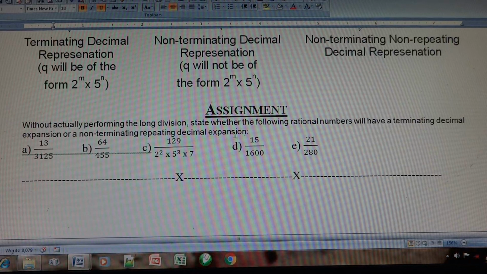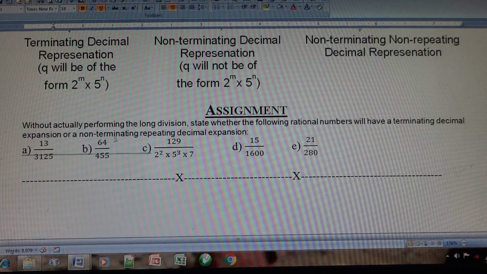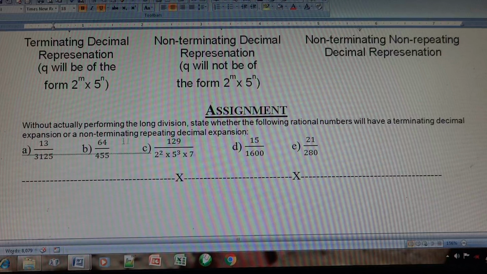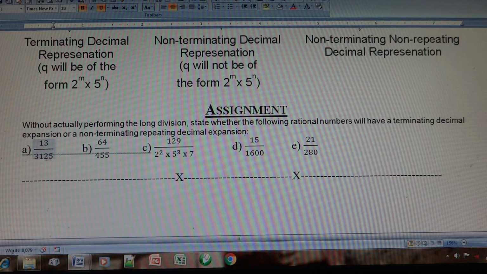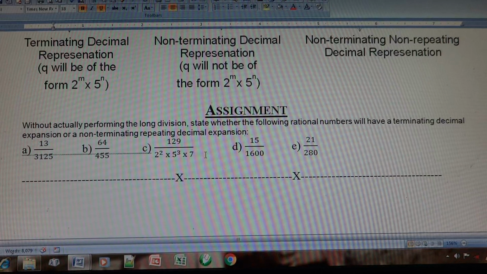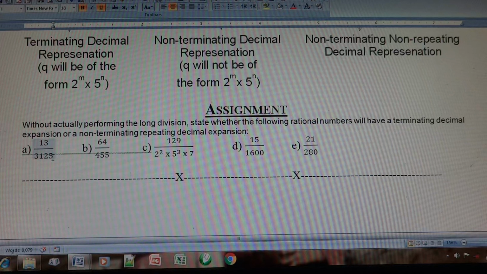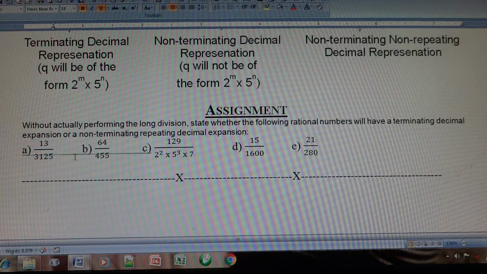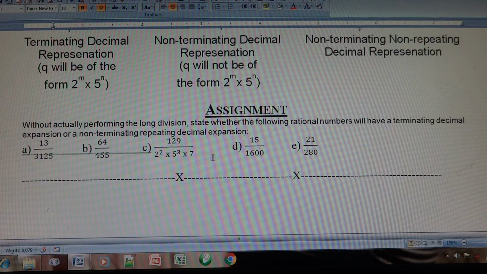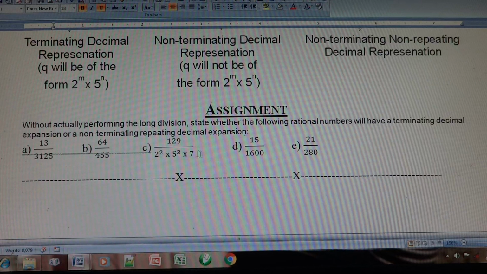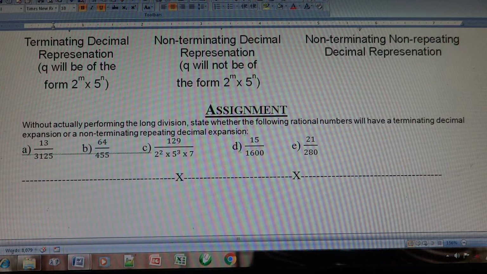State whether the following rational numbers will have a terminating decimal expansion or a non-terminating repeating decimal expansion. In all these questions, you have nothing to do but to prime factorize the denominator and check whether the prime factors of the denominator contain only 2, only 5, or a combination of 2 and 5 only. If numbers other than 2 and 5 are there, then the decimal representation will be non-terminating, non-repeating. Be careful for the same.